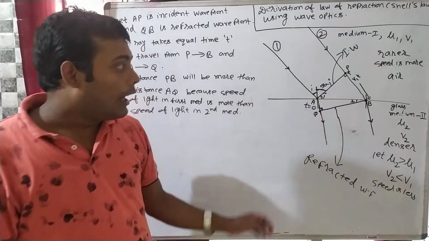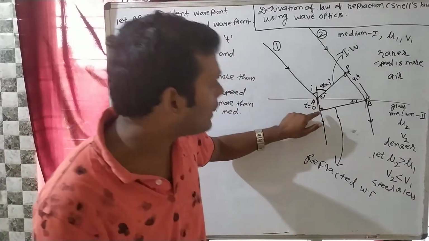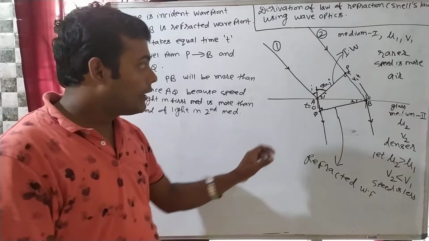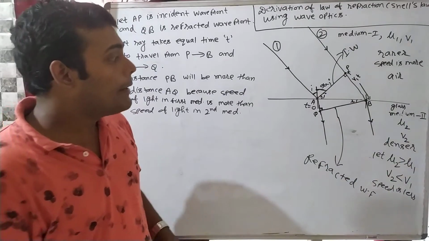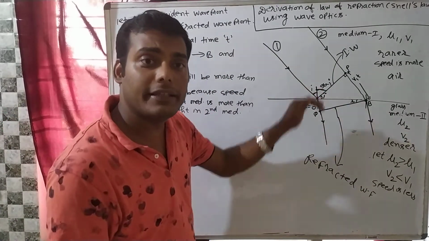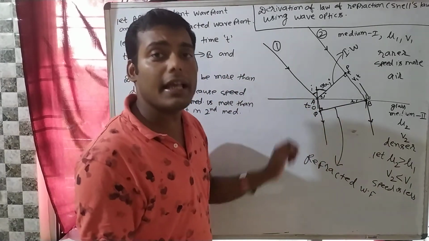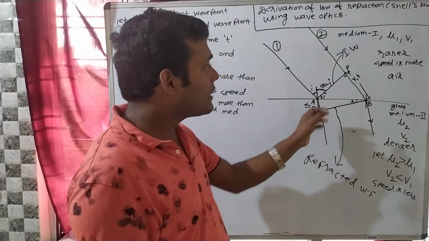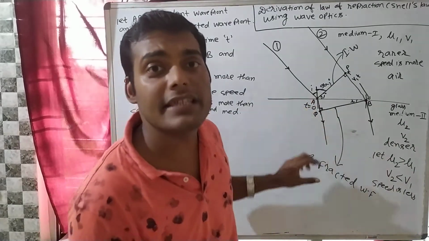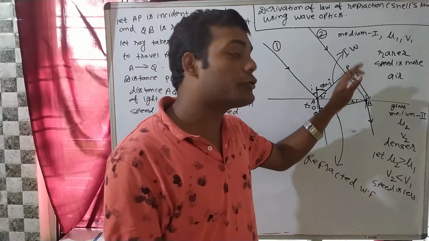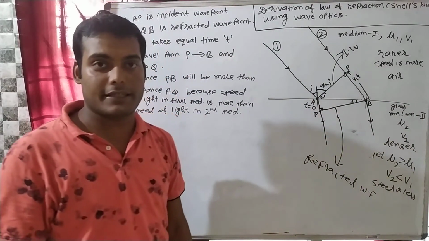In t seconds, the distance is V1 into t. Now tell me, in the same t seconds, how much distance will light go here? More or less? Will this distance be more than this distance, or less? This will be less. Why? Because this is the denser medium, and when light goes into the denser medium, the speed of light decreases, and when the speed decreases, it goes less distance. So in 5 seconds it will go more distance here, and in 5 seconds it will go less distance there.